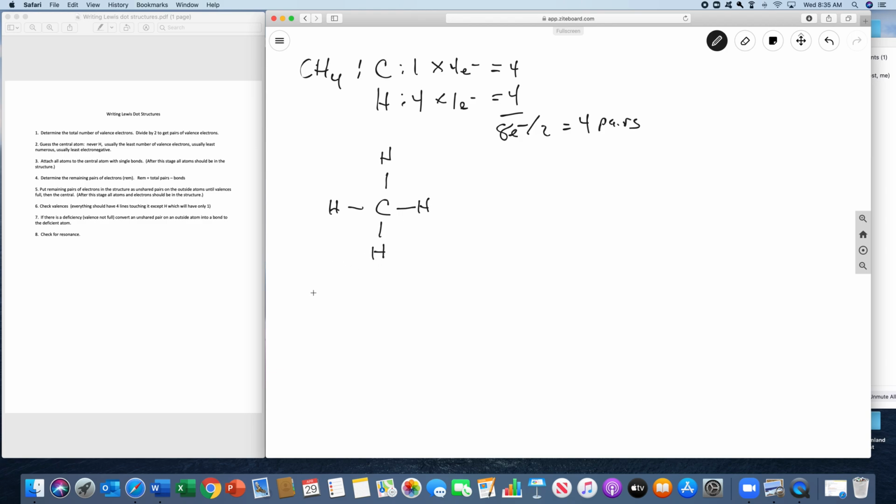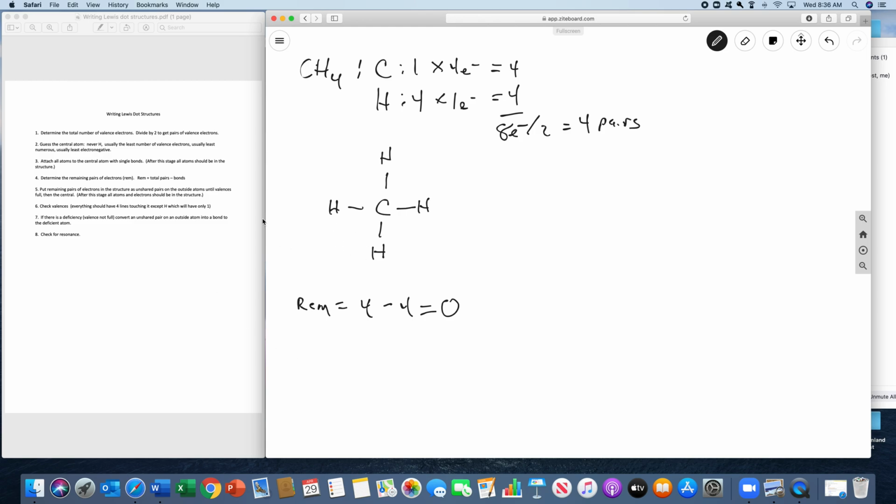All right, now we go to step 4. We determine the remaining pairs. Well, I originally had 4 pairs from up here. I have used 4 bonds, 1, 2, 3, 4. So I have no remaining pairs. That means I can skip step 5. Now we'll go to step 6.